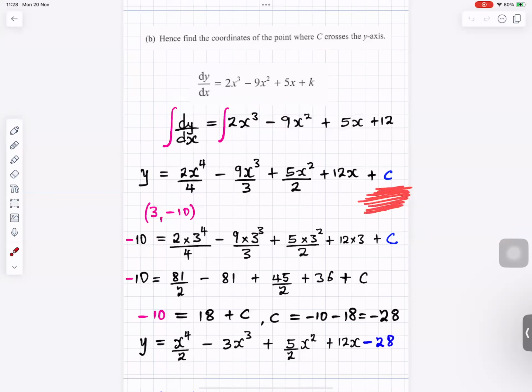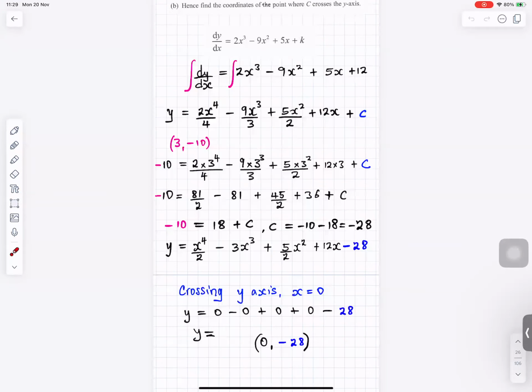What number will it be? So we go back to the question. We know y is minus 10, x is 3. We put y is minus 10, put x is 3, and solve it, you will get the value for C. And C would be minus 28. So it crosses the y-axis when x is 0. If you put x is 0, you get 0 minus 28.